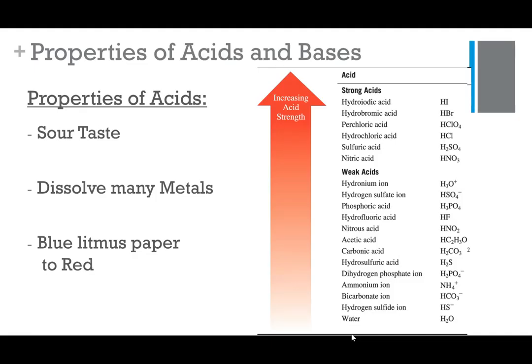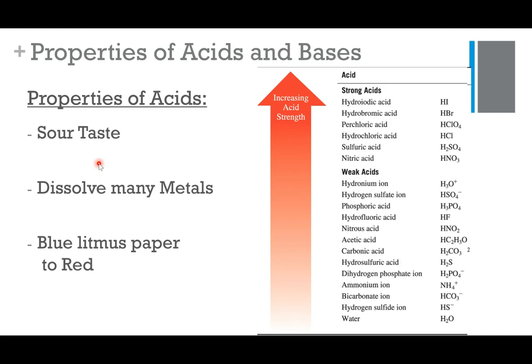First thing we're going to talk about is properties of acids. Acids typically have a sour taste. If you ever had a Sour Patch Kid, they put the substance tartaric acid on the outside of that candy to give it that sour taste. If you've ever tasted a lemon, that's citric acid. So if you've experienced this, acids have a sour taste.